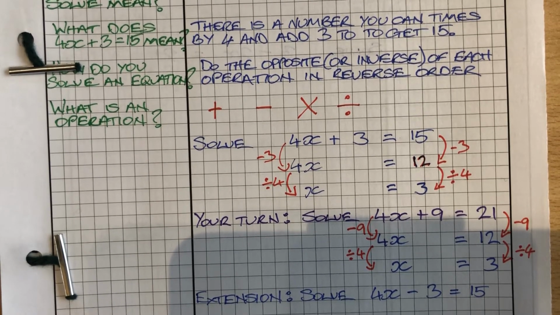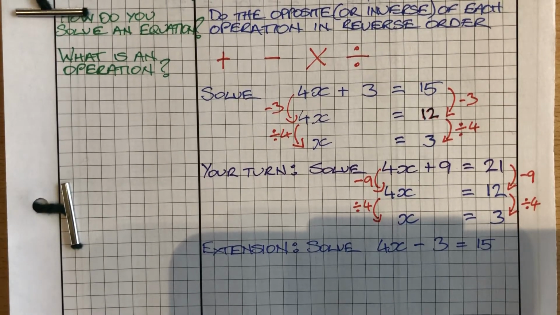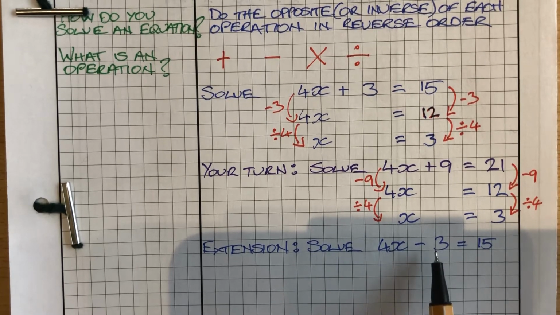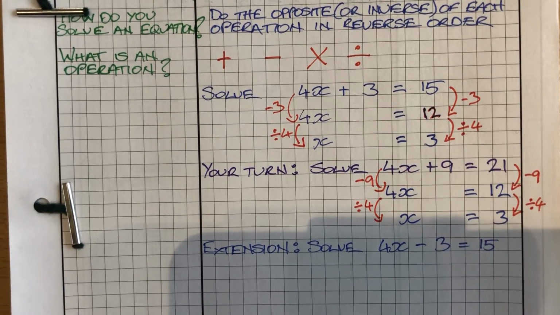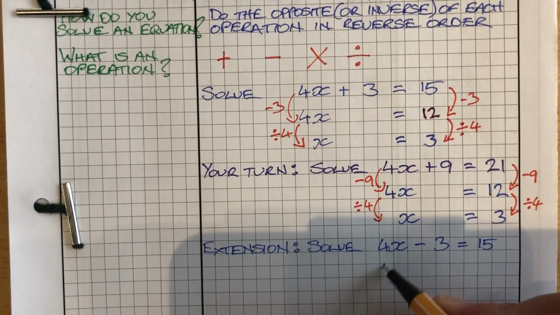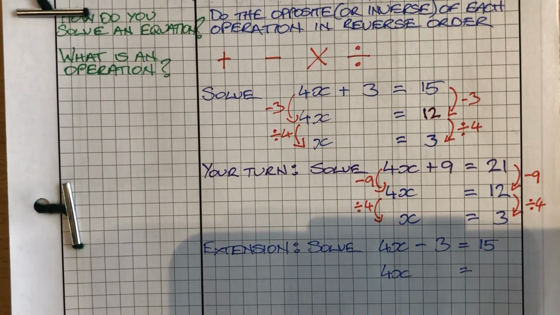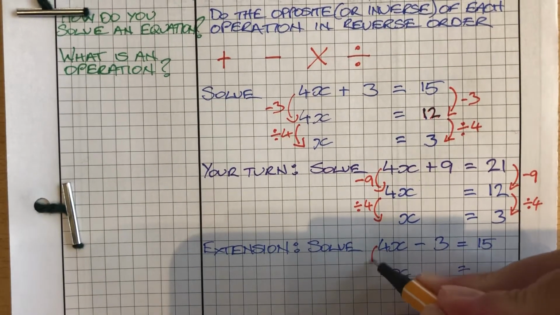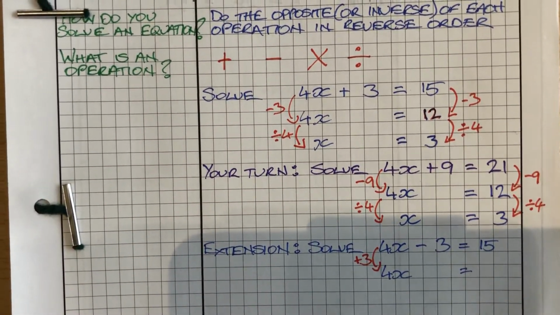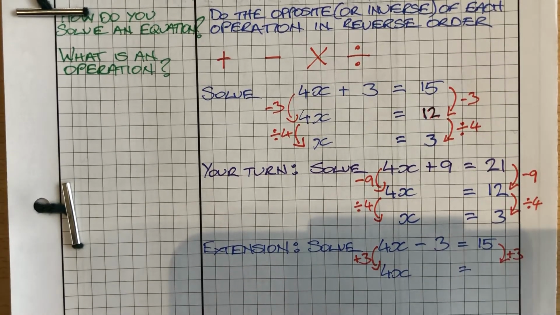All right. A little bit of a bonus here for you. What does this say? My number times by 4 and take away 3 is 15. What's the last thing that happened? Take away 3. So get rid of take away 3. It's gone. How do you get rid of take away 3? You do the inverse to take away 3. Let's add 3. Do it on both sides to maintain the balance.